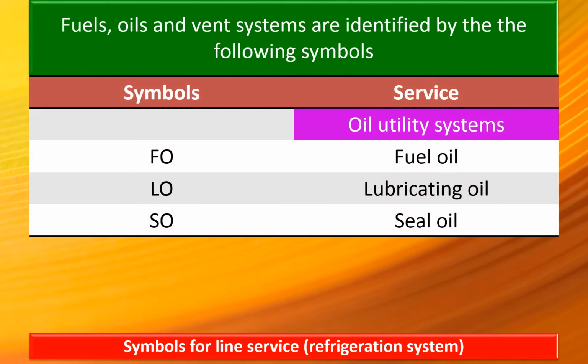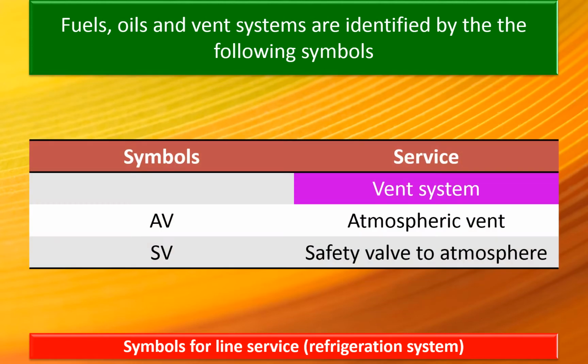Fuels, oils and vent systems are identified by the following symbols: FO, fuel oil, LO, lubricating oil, SO, seal oil, AV, atmospheric vent, SV, safety valve to atmosphere.